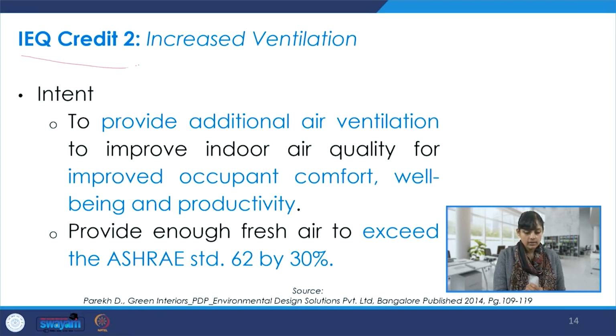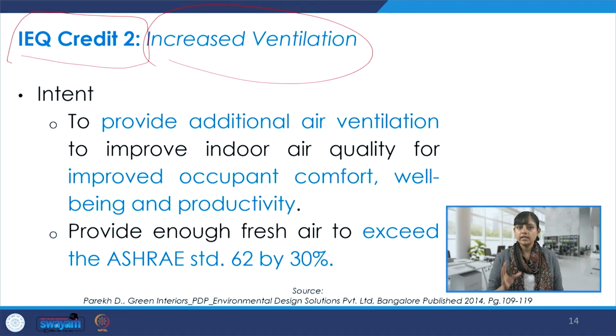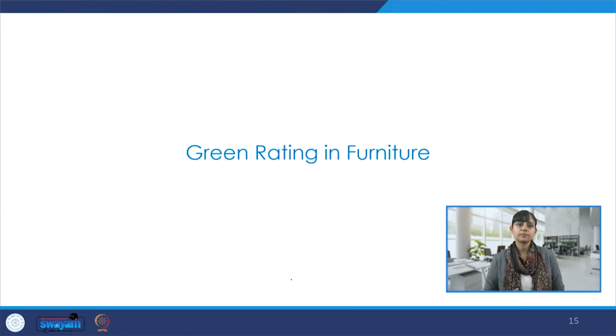Now again, IEQ credit 2, and it talks about increased ventilation. Now the intent behind it is to provide additional air ventilation for improved occupant comfort, well-being and productivity, and provide enough fresh air to exceed the ASHRAE standard 62 by 30%. So this is the intent.